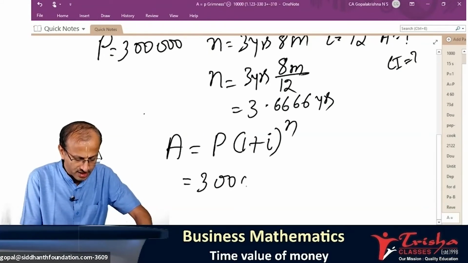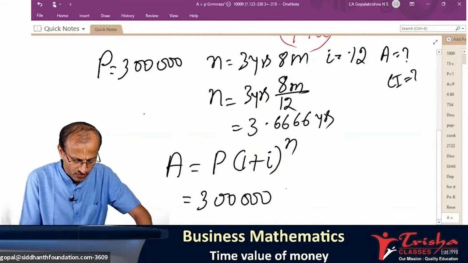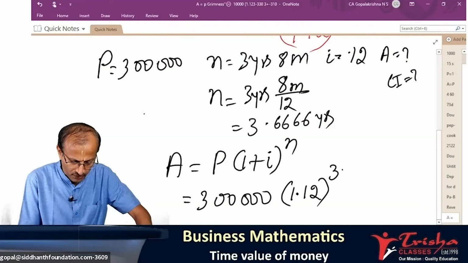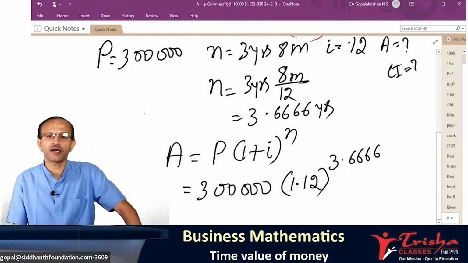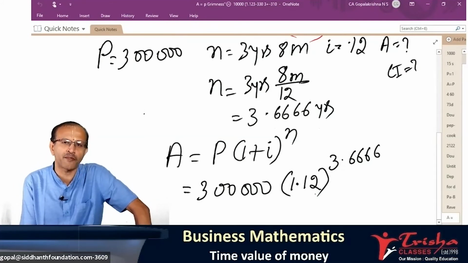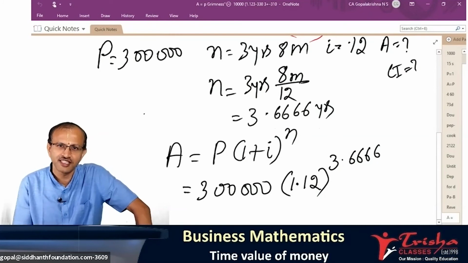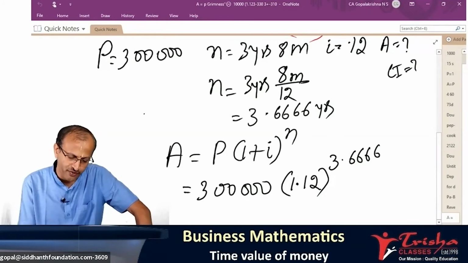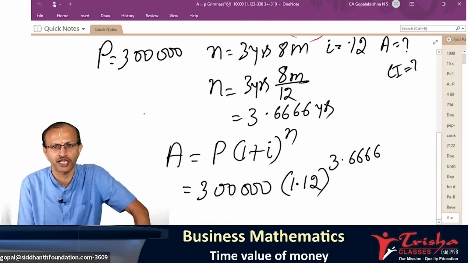3 lakh, 1.12 to the power 3.6666 years. That's the bigger problem, you know. If at all it is 1.12 to the power 3, 4 or 5, it could have been easy, but if it is 0.66, how do you do it?